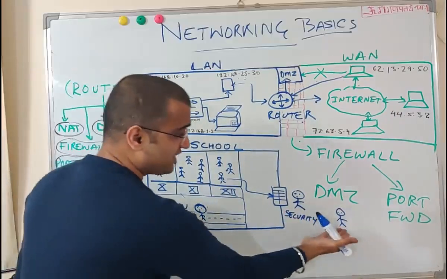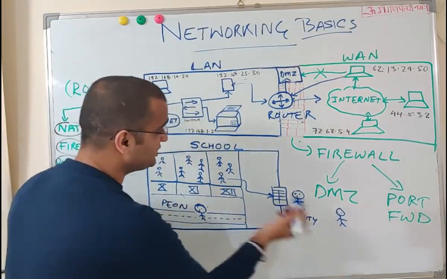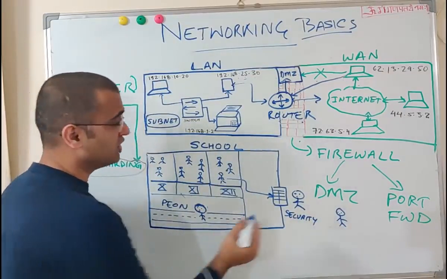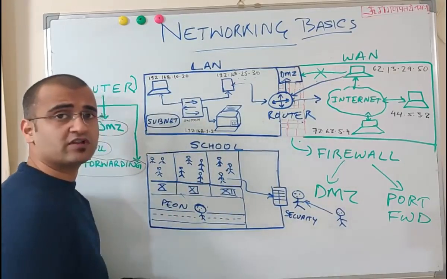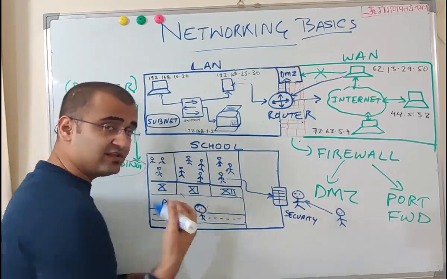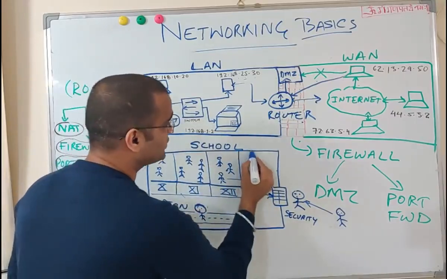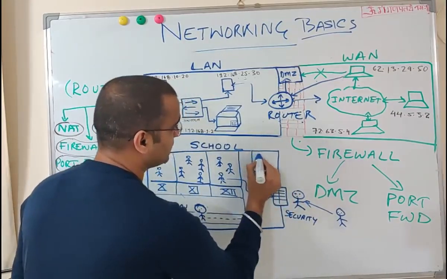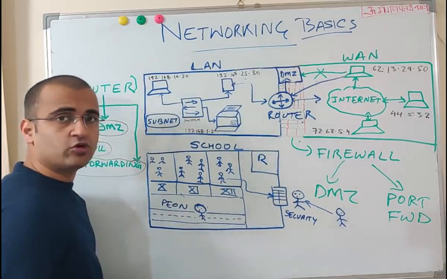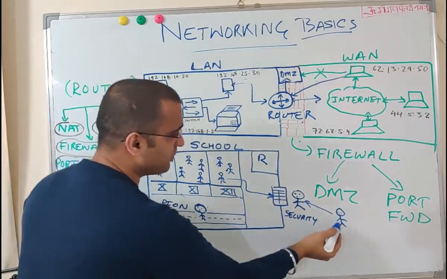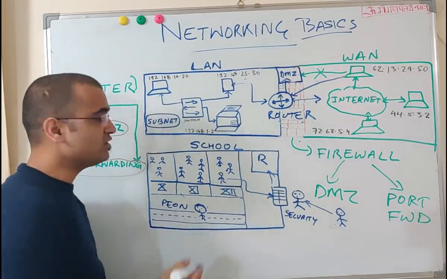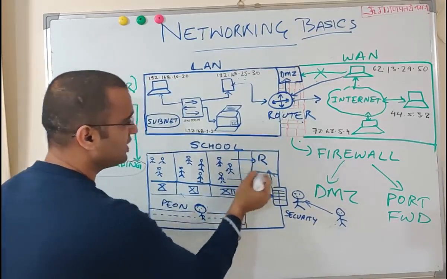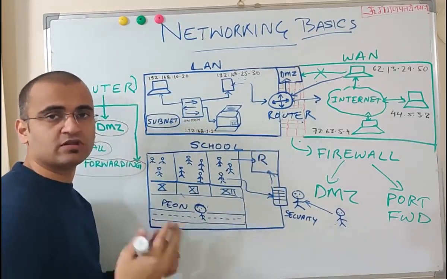To correlate DMZ with a school example, we can correlate it like this. Suppose a parent or a guest wants to meet a certain student in the school. He will come to this particular security guard and request that meeting. And if there is a DMZ set up here, it would actually be a kind of reception here. So what can the security guard do? The security guard can simply ask this particular guest to go and wait in this particular reception so that the student can come here and meet the guest or the parent.